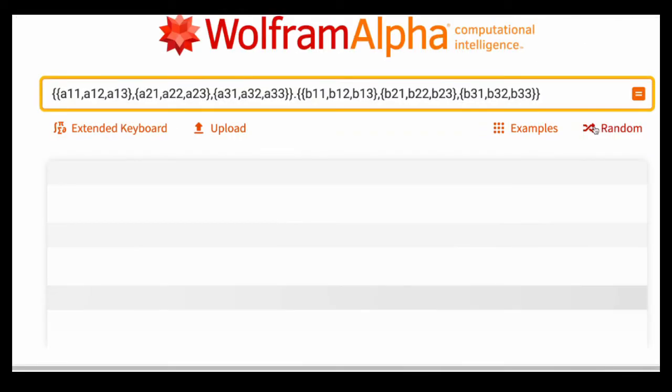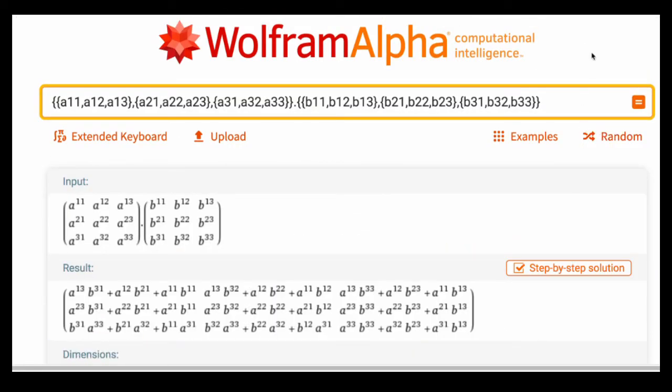Wolfram Alpha takes a few seconds to calculate this, and once again you are able to see the representation of the A matrix and the B matrix here, and you are able to see three columns that are present, and you find three rows as well. So this is a 3 by 3 matrix.